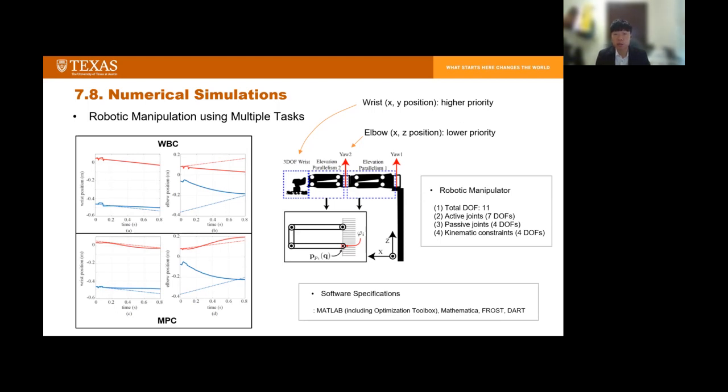Compared with whole body control, the proposed MPC method slightly increases the tracking error of a wrist positioning task, but the secondary task error is significantly reduced, as shown in the red lines of the second column figures.